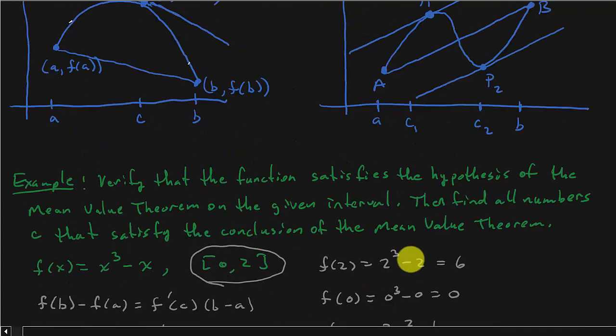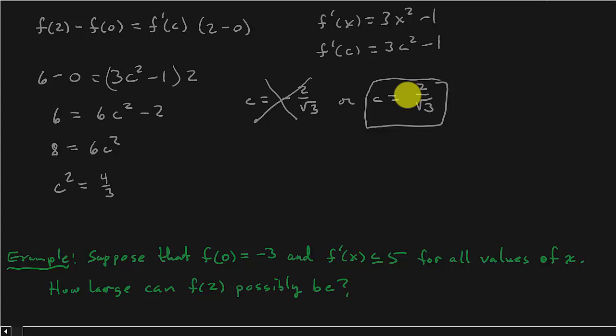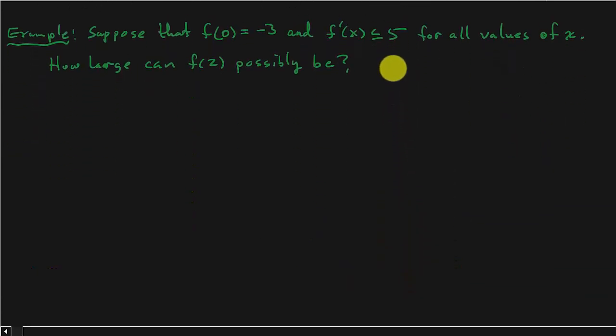You just go up here and do what this says. Take this, write it down. All right, so let's look at this one. It says, suppose that f(0) is equal to negative 3, and f'(x) is less than or equal to 5 for all values of x. So we know the derivative of f is less than or equal to 5 for any value of x from negative infinity to positive infinity. How large can f(2) possibly be?